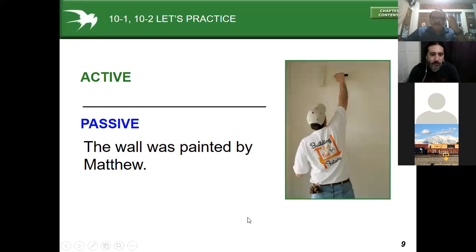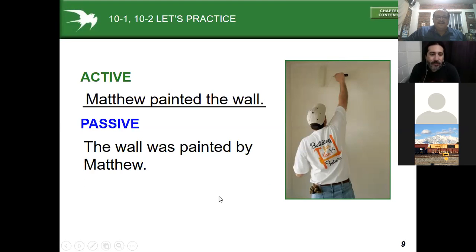Somebody gave me this example the other day. The wall was painted by Matthew. This is the passive. What is the active? Matthew painted the wall. Okay. Perfect. There you go.